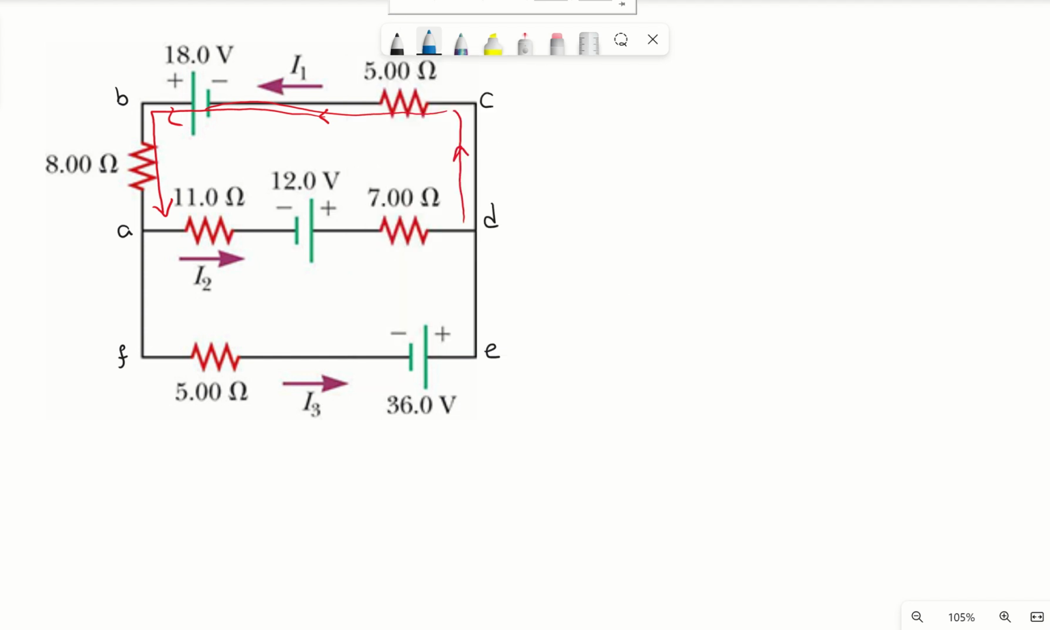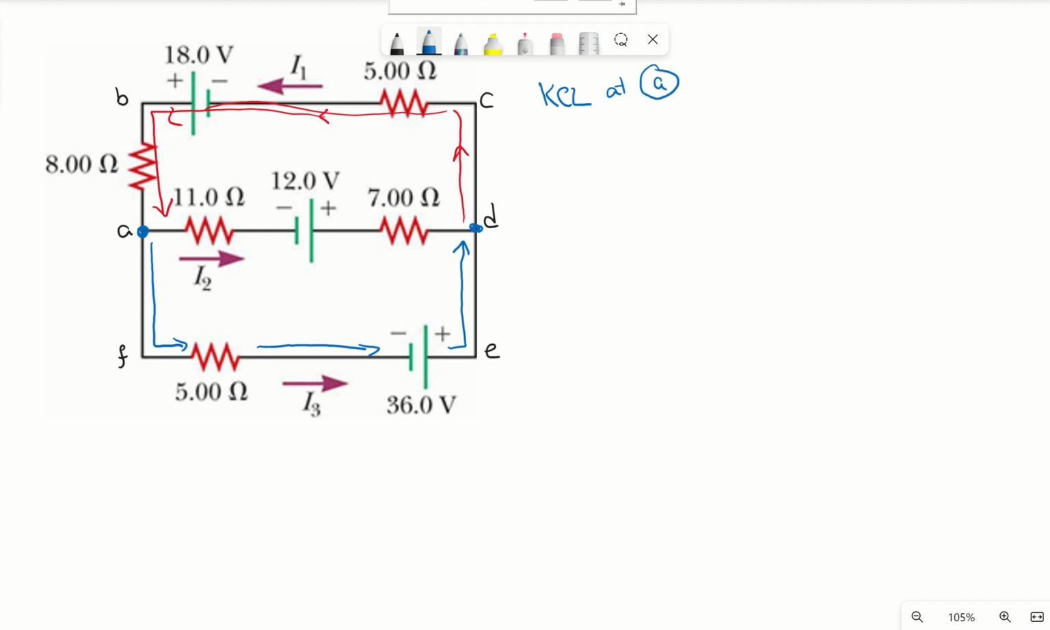So let me go to blue and I'll do I3. I3 is going from A to D. So I3 is my blue current going in that direction. Okay, and then at the points A and D is where those currents meet and mix. All right, so let's do Kirchhoff's current law, KCL, and let's do it at point A, and that'll be my equation 1.